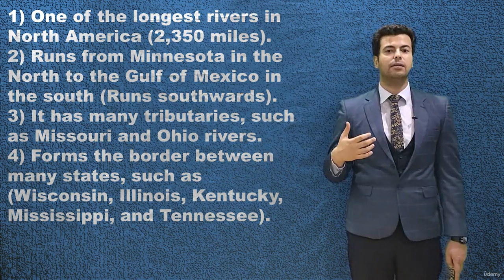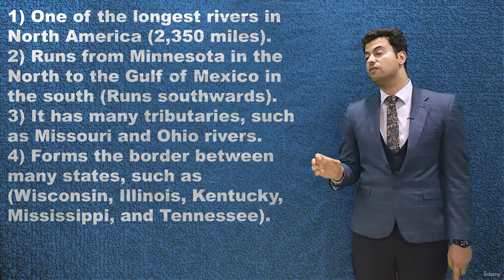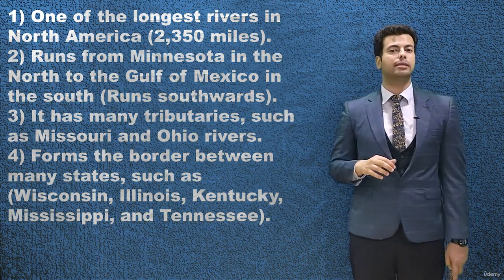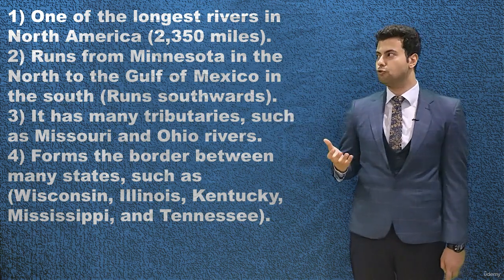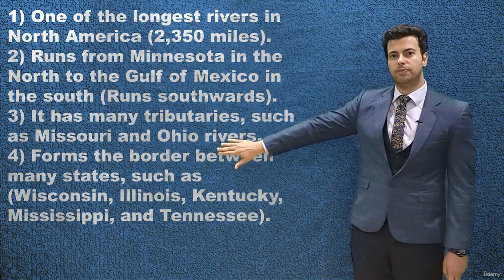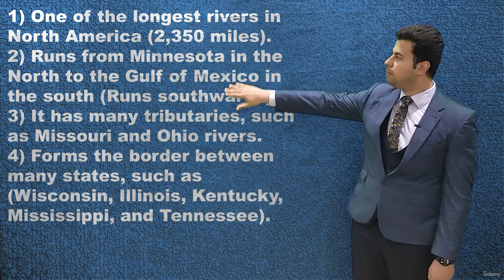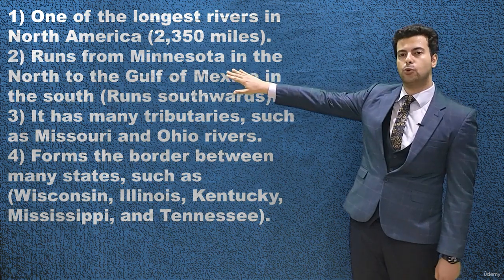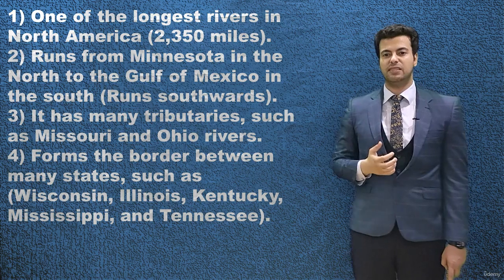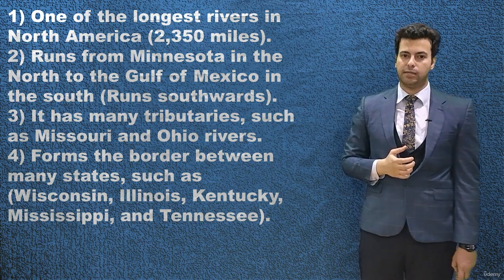And we say that because there are some rivers that run upwards, like the Nile River, for example. Because if you look at Egypt as a country, the part that is in the south is called Upper Egypt because it's elevated. And the part that is in the north is called Lower Egypt. This is why we say that the Mississippi River runs southwards.